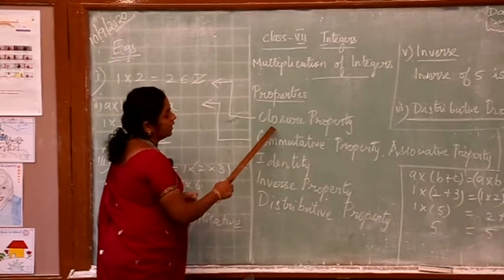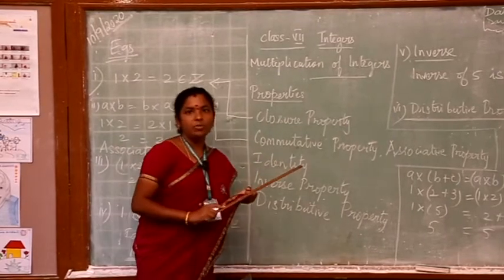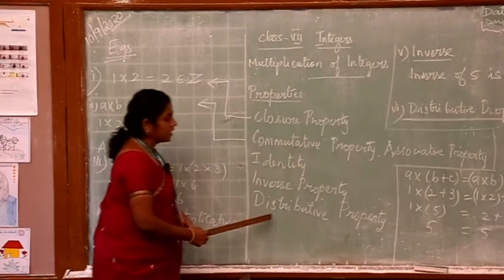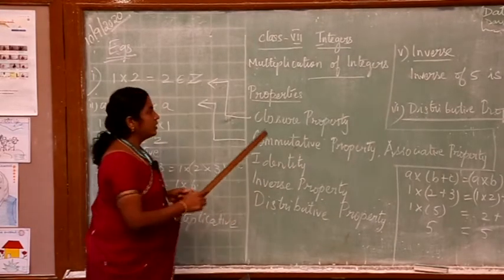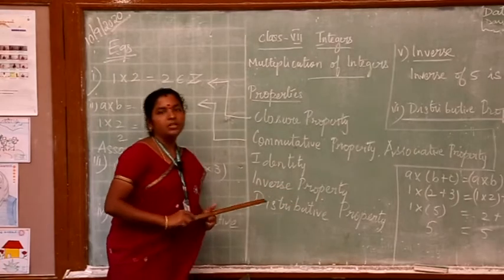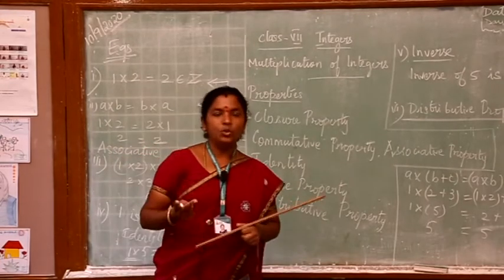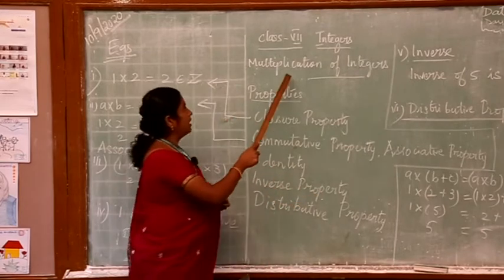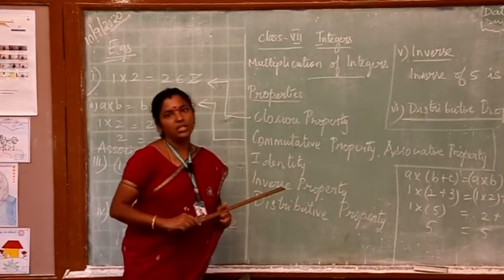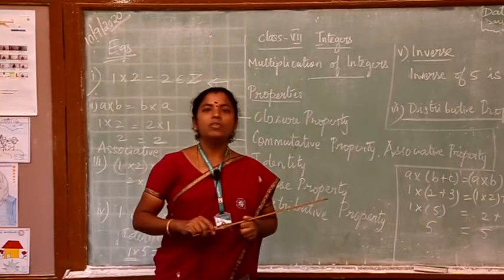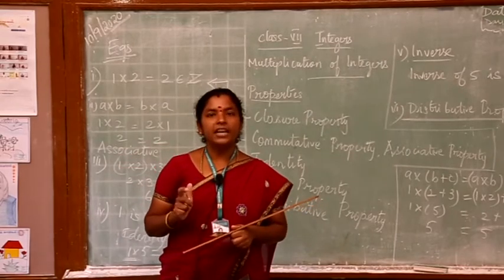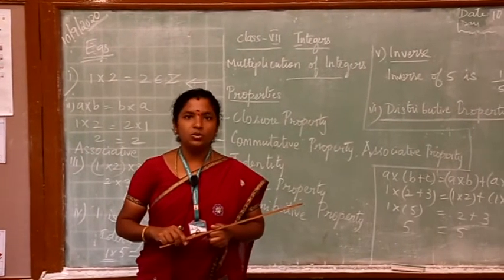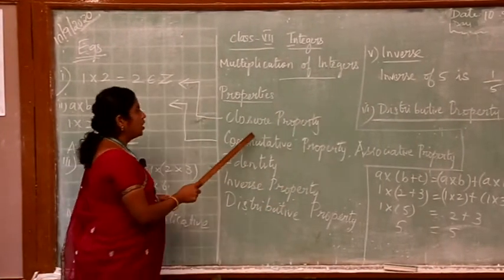The properties are, as you know, closure property, commutative property, associative property, identity, inverse and distributive property. So, we will go for the first one, closure property. As you know, you have to take any 2 integers and multiply them. Since it is under multiplication, we are going for multiplication here. We will multiply the 2 and get the answer. We will check whether that answer is an integer or not. If it is an integer, then this property holds good. That is the procedure for closure property.